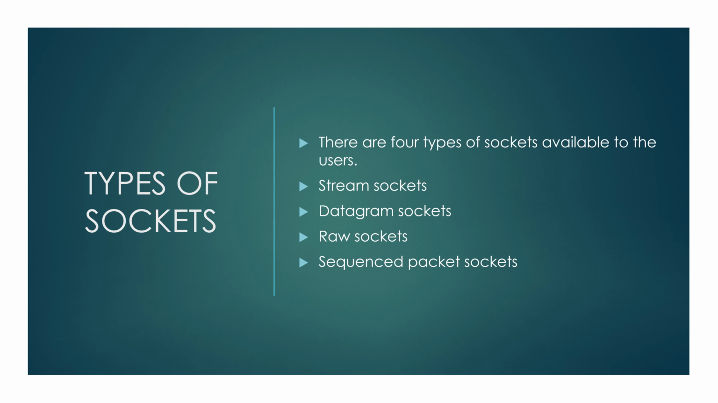Types of sockets. There are four types of sockets available to the users: stream sockets, datagram sockets, raw sockets, and sequenced packet sockets. Stream sockets. Stream sockets provide sequenced, two-way byte streams with a transmission mechanism for stream data. This socket type transmits data on a reliable basis, in order, and without out-of-band capabilities.